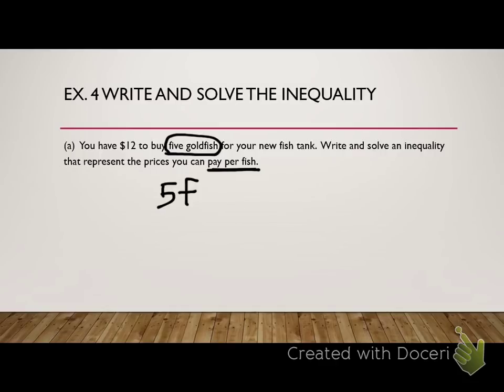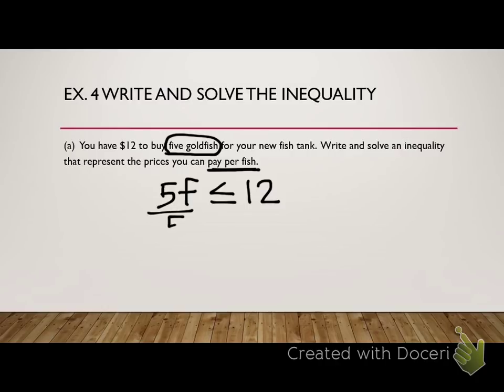All right, let me move this over just a little bit. But again, why is it less than or equal to? Because I know I have $12. So I can spend exactly 12 or I can spend less than 12. But I only have 12. I don't have more than that. So again, this is a simple inequality.